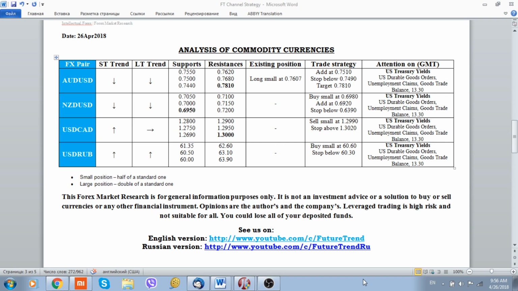Of course, the majority of market participants are waiting now for the ECB's interest rate decision and the following press conference by Mario Draghi. But regarding currencies like the Kiwi, New Zealand dollar, loonie and Russian ruble, probably we need to take that meeting out of our minds.